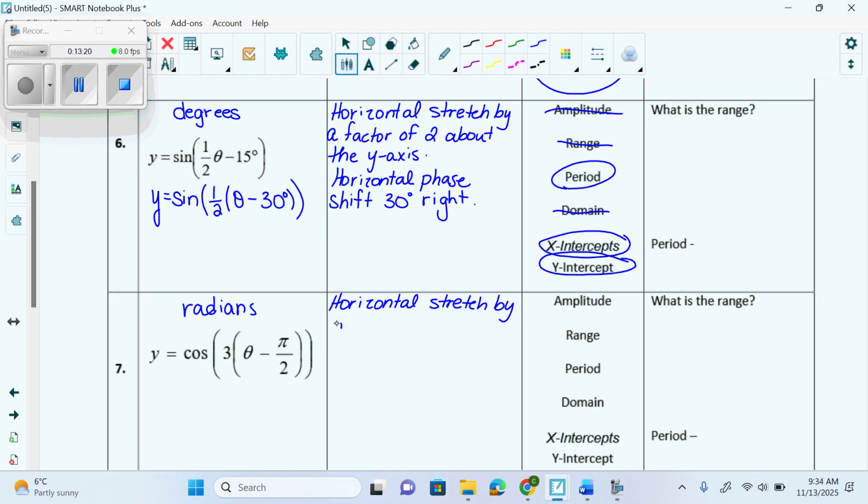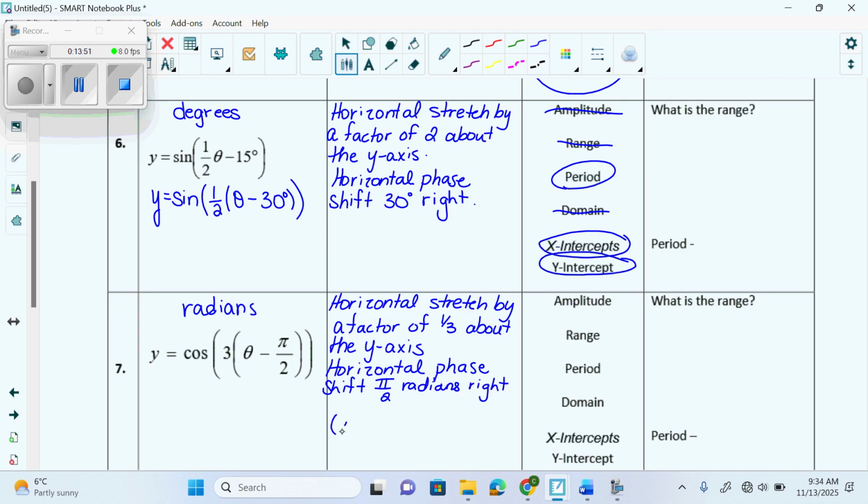By a factor of 1/3 about the y-axis. And a horizontal phase shift. I've been forgetting the mapping. Pi over 2 radians, right. So the mapping is going to be x, y becomes... remember, words to mapping in a heart, same numbers, right?